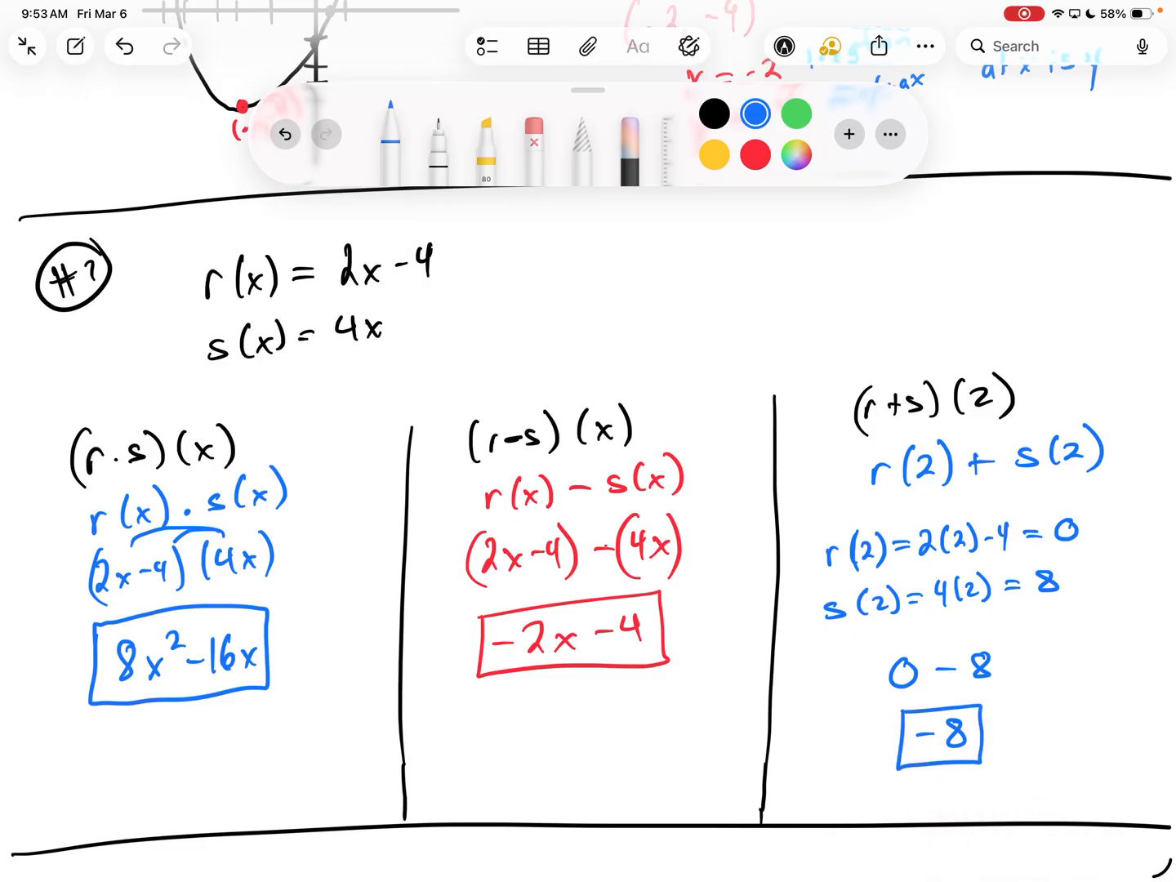Oh, it's adding. Sorry. R of 2 plus s of 2, 0 plus 8.